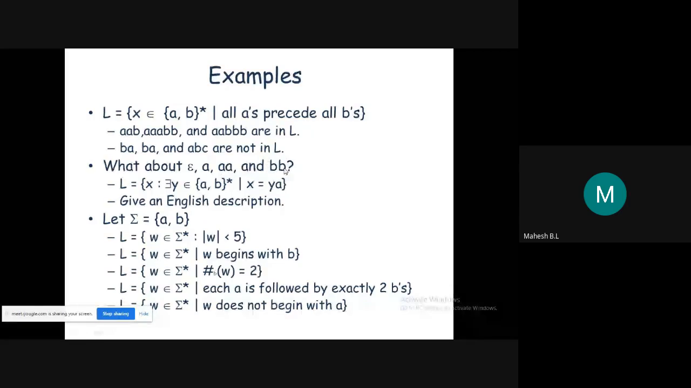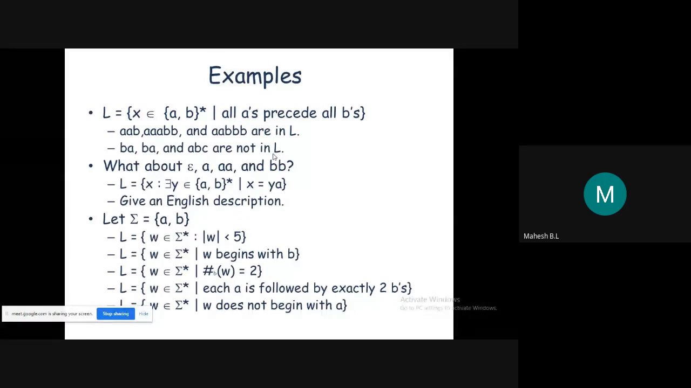BB, see here A's are not there. That's why there is no confusion. If A's are there, they must precede B's. Here A's are not there. That's why even this belongs to the language. Okay. So all of them belong to the language.